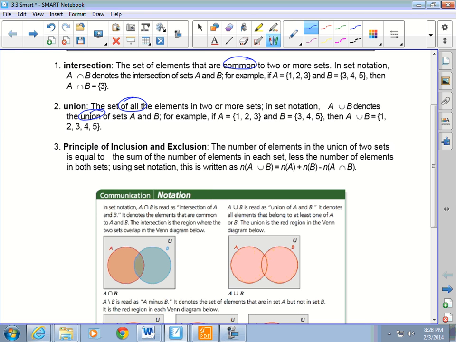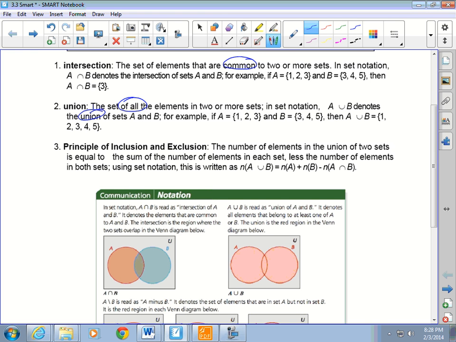So, the principle of inclusion and exclusion. The number of elements in the union of two sets is equal to the sum of the number of elements in each set less the number of elements in both sets. Using set notation, this is written as the number in A union B is equal to the number in A plus the number in B minus the number in A intersect B, or A and B.